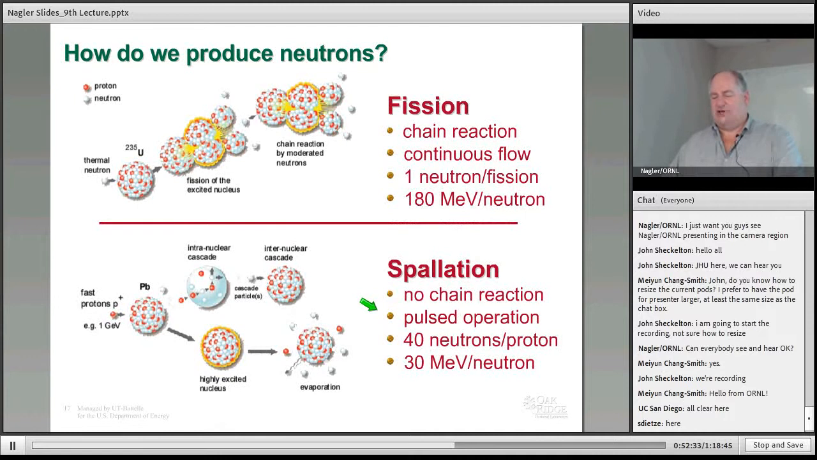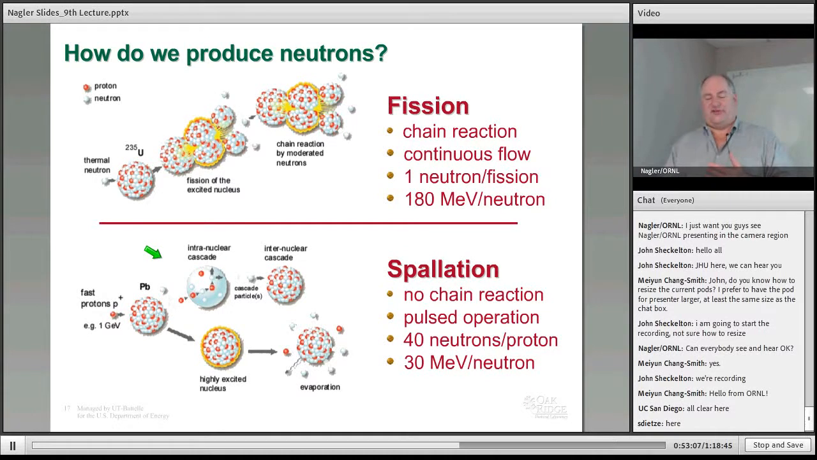Okay, well, let's get back to a comparison of fission and spallation. Fission we've talked about a little bit. Spallation, I'm not going to get into the full details, but typically what you're doing is you're taking a very energetic light particle, protons are what are used in most places, smacking it into a heavier target.